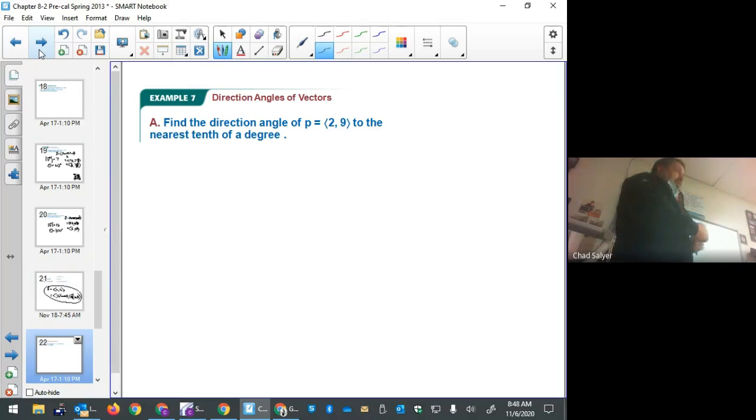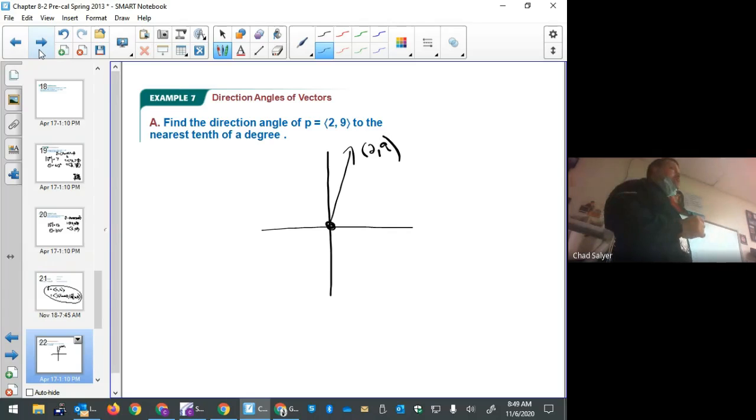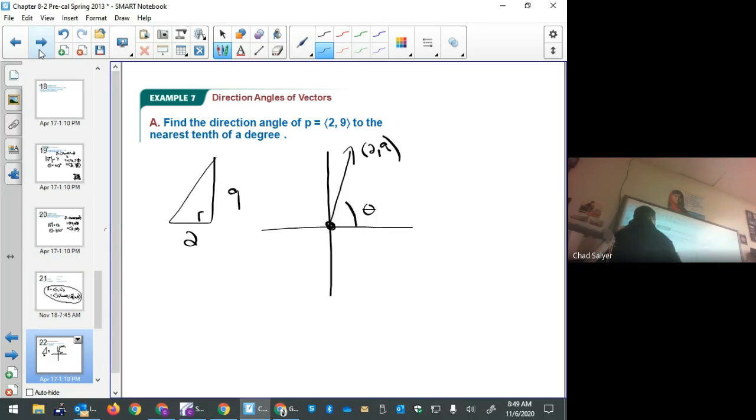Find the direction angle. So here we're going to have to use some inverse trig. So we got P with positive 2 units of displacement in the X and positive 9 units of displacement in the Y. We're going to need a little sketch of it, I think, to understand this. So that vector starts at the origin and goes to 2, 9, like this. And you think about, how would I find this theta? Well, I've got a triangle of sorts with 2 units here, 9 units here, and I want to know what that angle is.